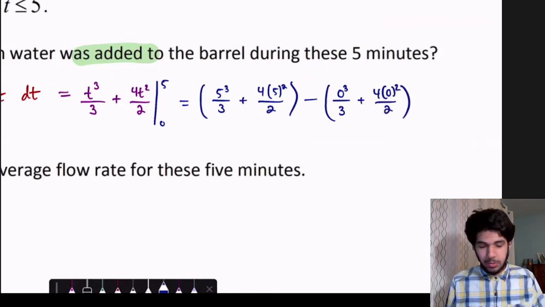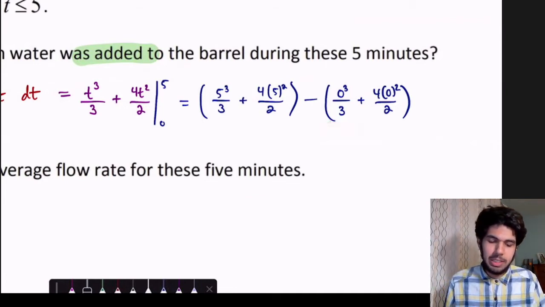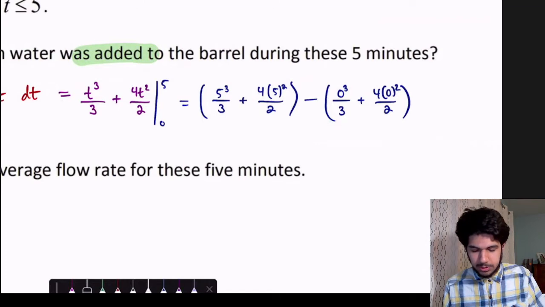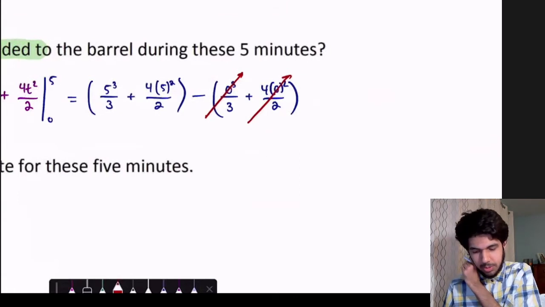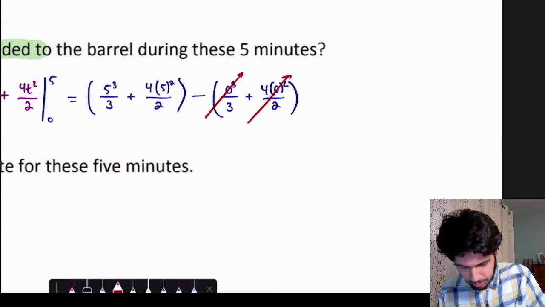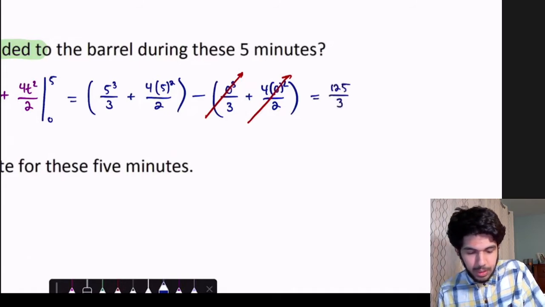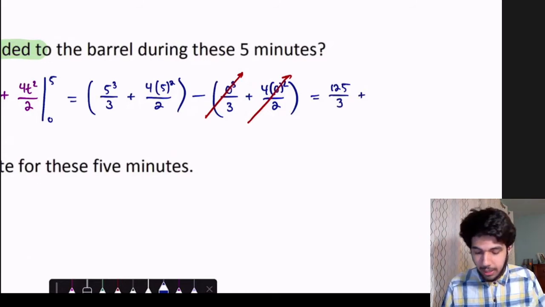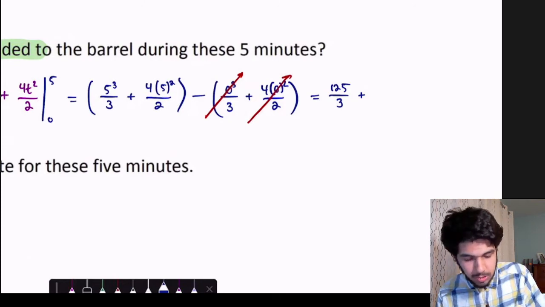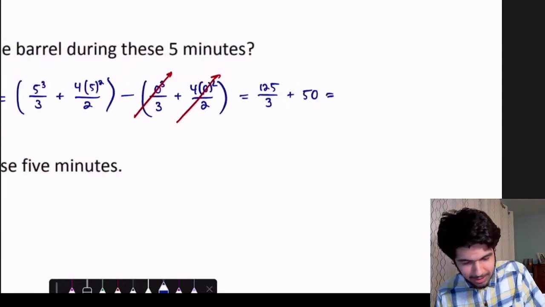Okay, so we can see that in the second term, this 0 cubed over 3 equals 0, and similarly this equals 0. So we can eliminate both of these, and now we're just left with the first two terms. The first one is going to equal, well, let's see, 5 cubed is 125 divided by 3, and we're adding to that 4 times 5 squared, so that would be 4 times 25, so that would be 100 divided by 2 is 50. And this is going to be approximately equal to 91.67.